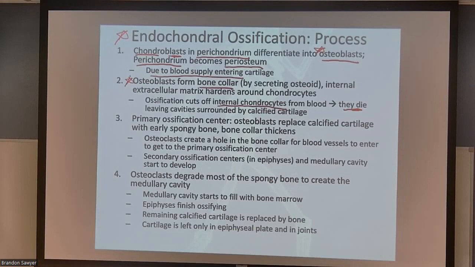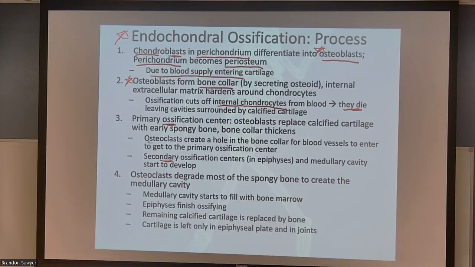Okay, and then from there we get blood vessels that kind of bore their way into the bone. One called the primary ossification center, and then two called the secondary ossification center. The primary ossification center is right in the middle of the bone. Get blood vessels to kind of bore a hole through that bone collar, and then just start sending in a bunch of blood. Gonna get some osteoblasts from that, and then they're gonna start making bone.